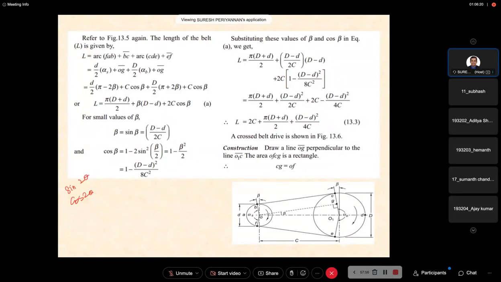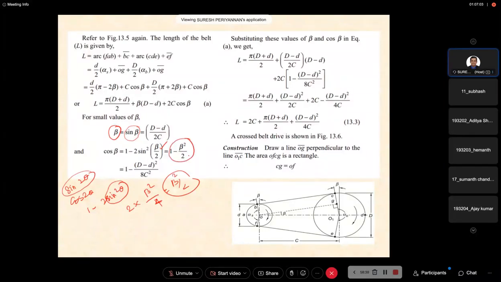Now cos 2 theta is equal to 1 minus 2 sine square theta, right? Beta is a small value, sine beta is a very small value, hence we are considering beta. Then 1 minus 2 sine square theta, where sine square theta is beta squared by 4, so finally it will come as 1 minus beta squared by 2.